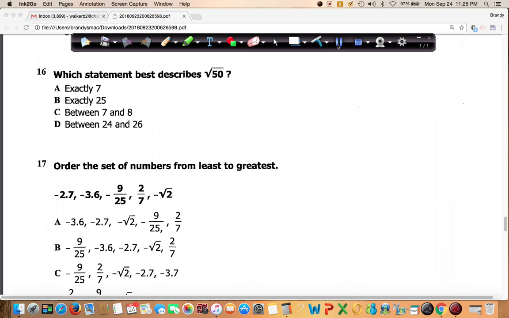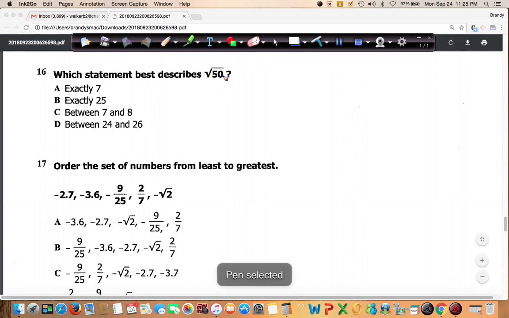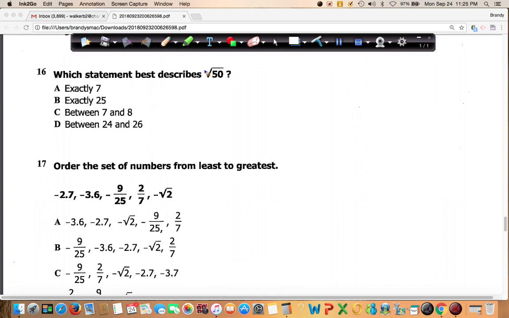Which statement best describes the square root of 50? So this one is relatively easy. You need to do the square root symbol right here, and you need to do the square root of 50. So to show work, you say the square root of 50, and you write down your answer, which I think is going to be 7 point something, something, something, something.